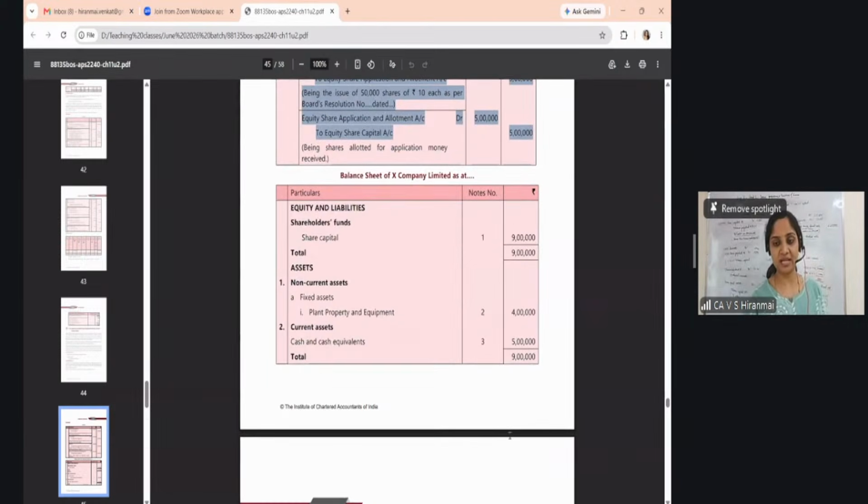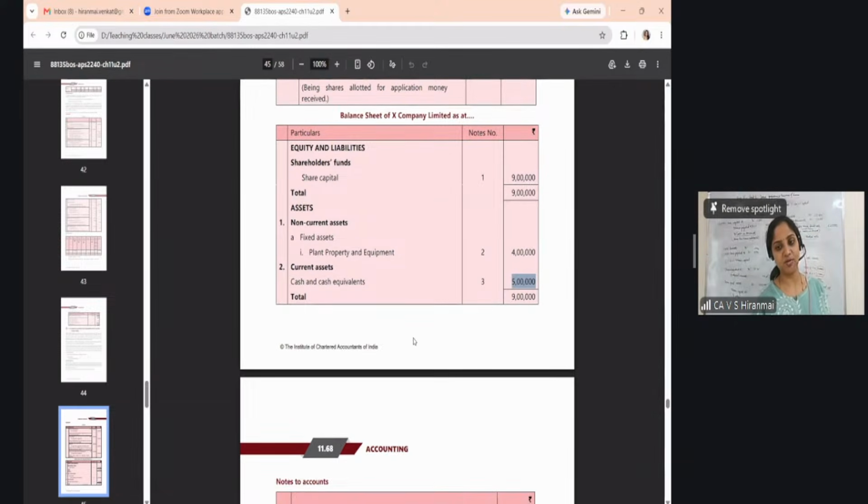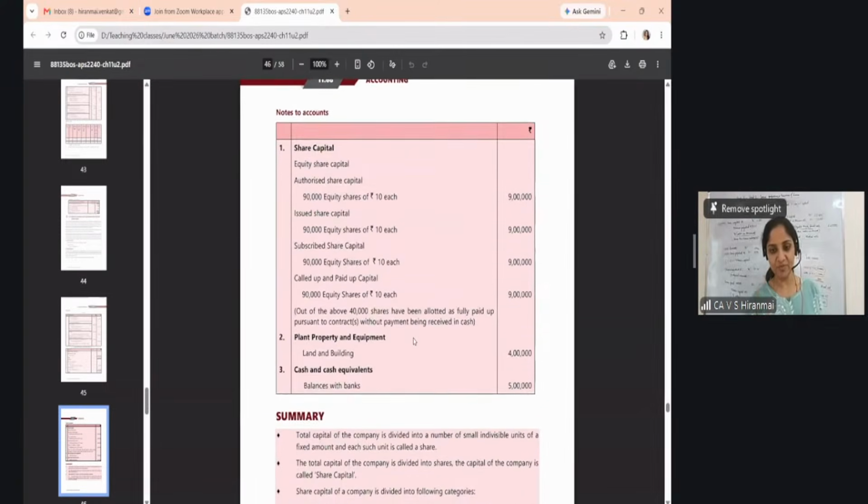Okay, how does it appear in the balance sheet? In share capital, the total value of 9 lakhs has come, but 4 lakhs in the form of asset you have received and remaining 5 lakhs in the form of cash and cash equivalents you have received.